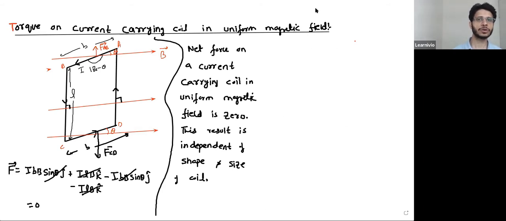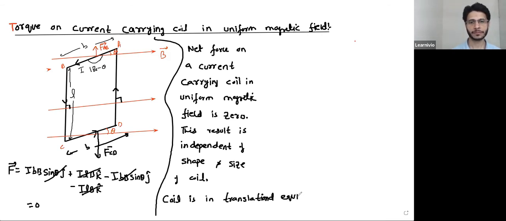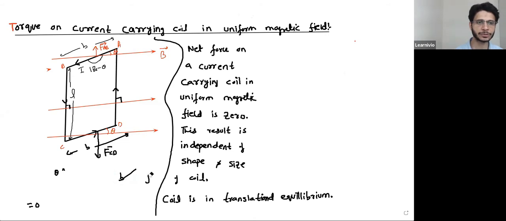If net force is 0, that means your coil is in translational equilibrium. After force, the next thing is we can calculate the torque acting on the coil.